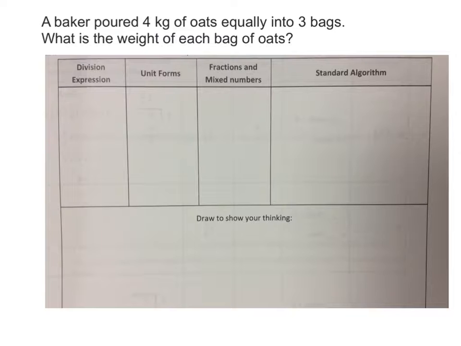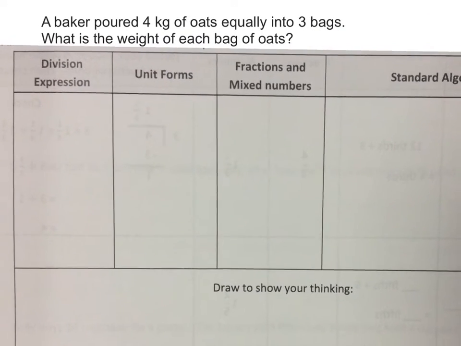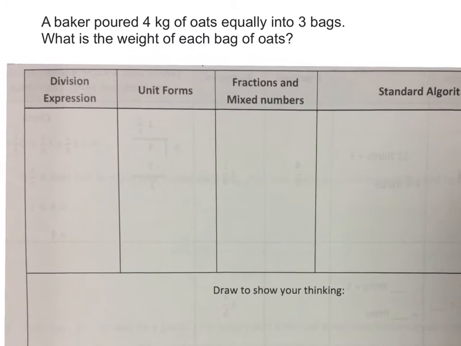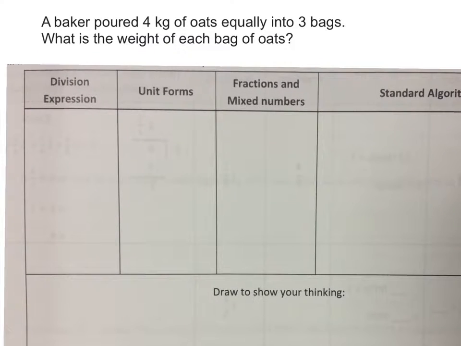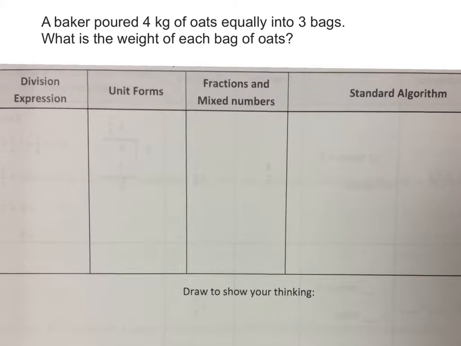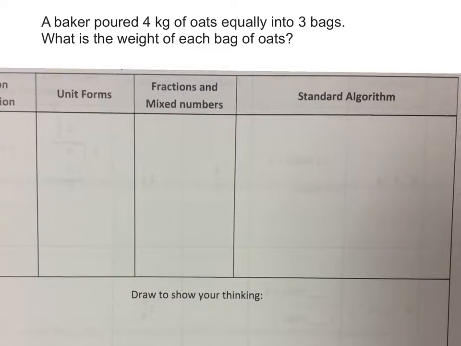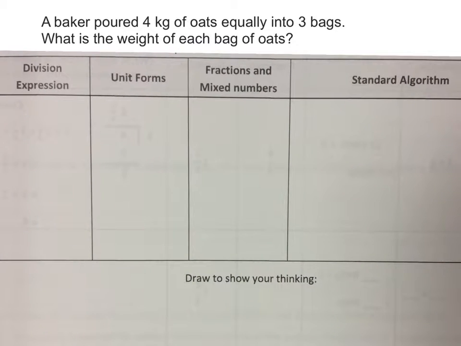It says a baker poured 4 kilograms of oats equally into 3 bags. What is the weight of each bag of oats? Okay. Now, we have to first figure out what would be the division expression. And first, actually, what I want you guys to do first is copy this chart into your notebook. So it says at the top, division expression, unit forms, fractions and mixed numbers, standard algorithm, and then at the bottom, draw to show your thinking.